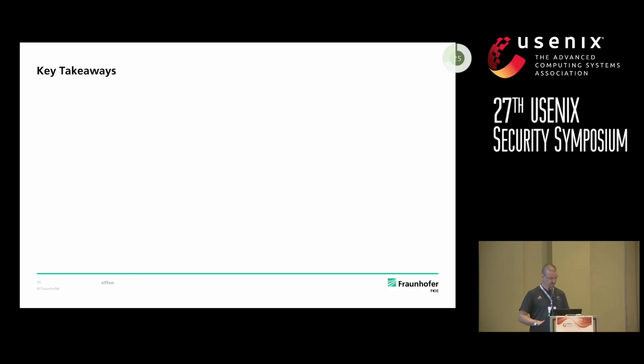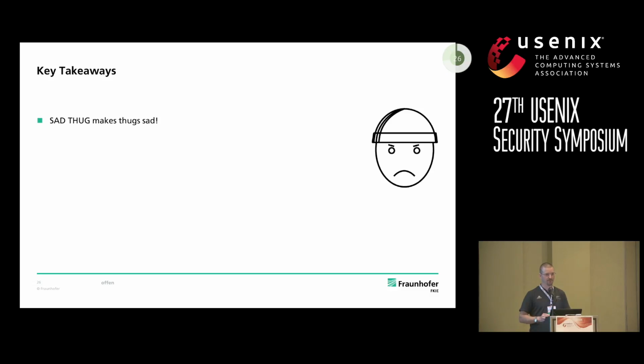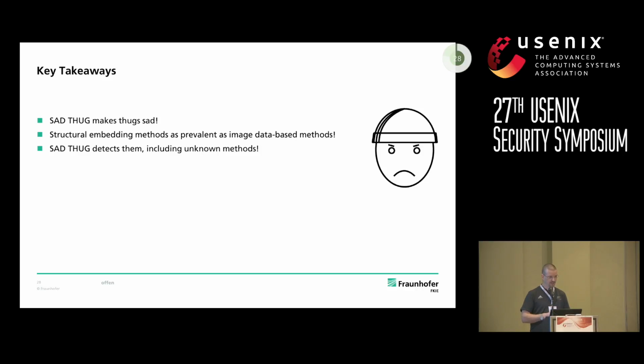So to wrap things up, structural embedding methods are basically as prevalent as image database methods. So at least when you look at malware, that's a problem that seems to have been overlooked for a while. And the nice thing is that we think we're providing a very good method for detecting them. And since we're using a model for the files without any embedding, we also think that it's capable of detecting anything that we didn't think of, as long as it has an effect on the structure of the files.